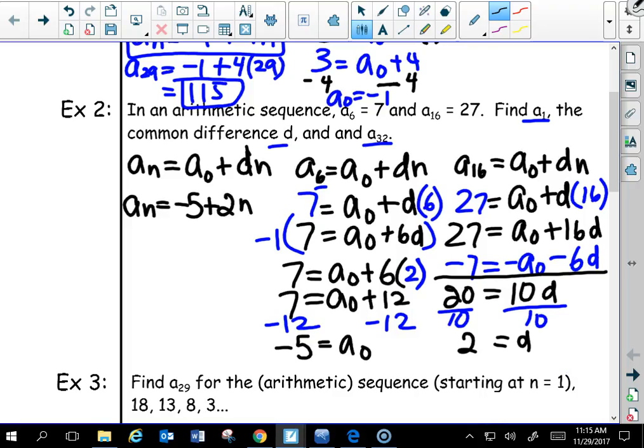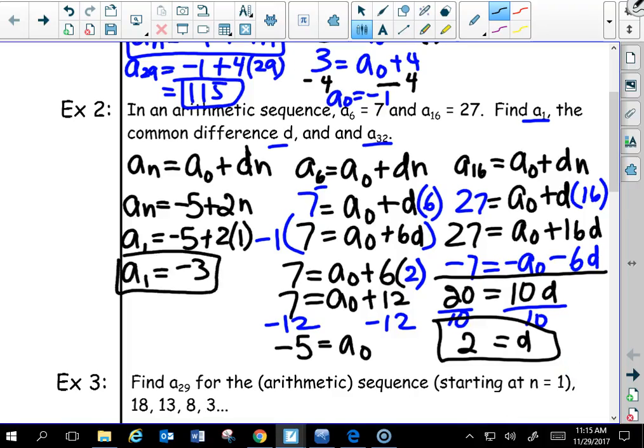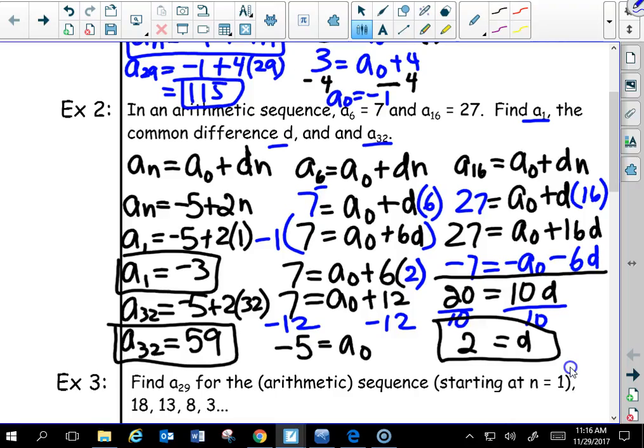All right, so find a sub 1. All right, so d is equal to 2. They ask us for that. And a sub 1, I'm just going to put in a 1 for n. Negative 5 plus 2 is negative 3. And I'm going to do the same thing with a sub 32. All right, 2 times 32 gives 64, minus 5 gives 59. Done with that problem, and I'm going to stop this video.